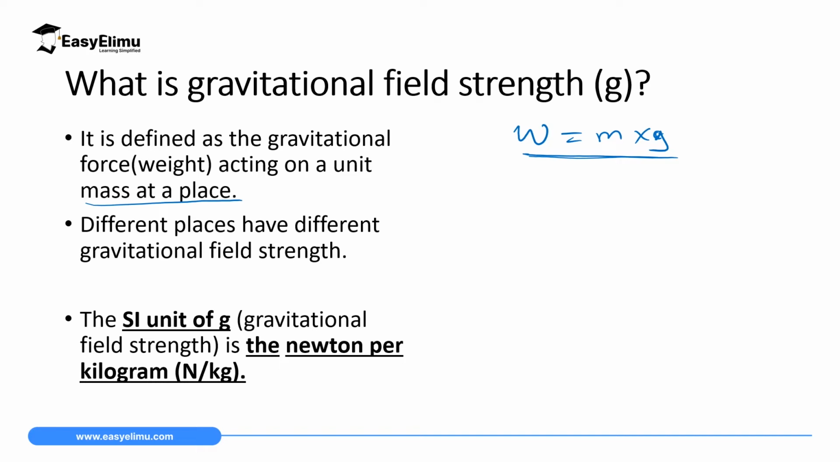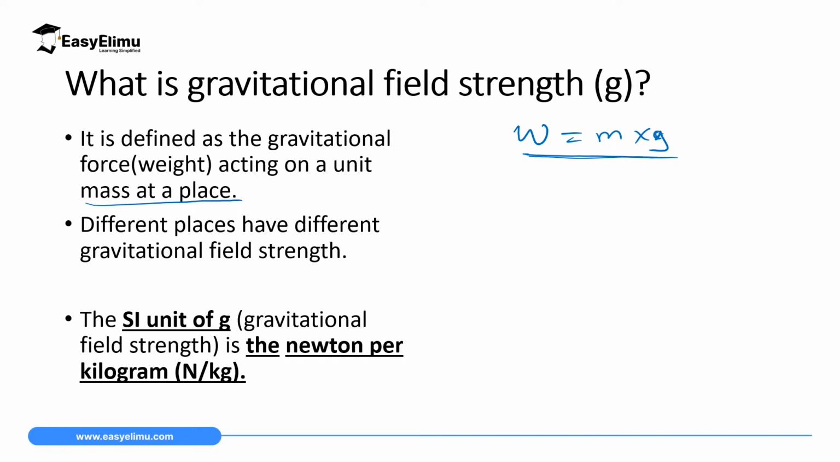At a place means different places have different gravitational field strength. If you are on Earth, the gravitational field strength is 9.8. If you move to the moon, you are going to find the gravitational field strength of the moon is 1.67 newtons per kg. And when you move to other planets which are bigger like Jupiter, you are going to find the gravitational field strength is 20 newtons per kilogram.